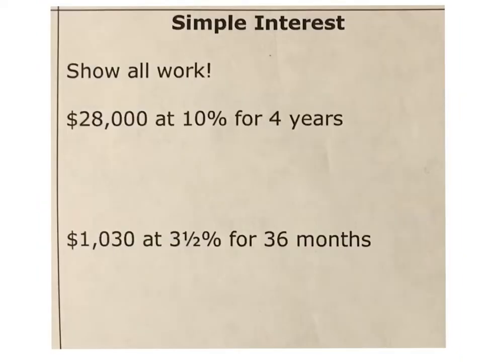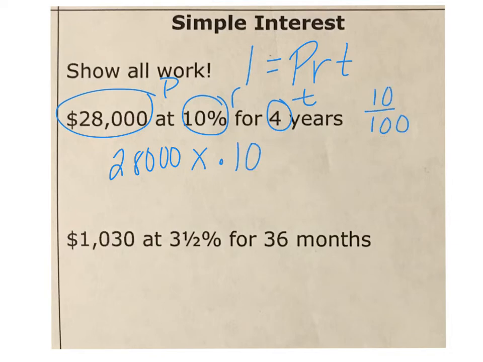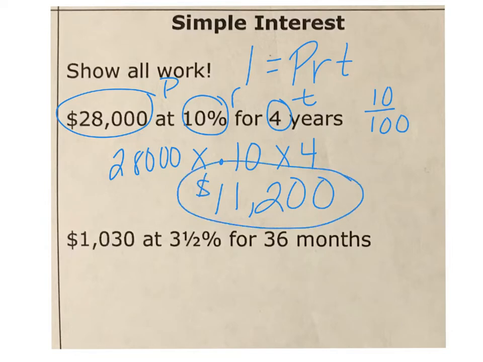Simple interest, this should be good and easy because we just worked on this. I equals PRT. Principal times rate times time. Make sure that you change your rate to a decimal. So it'd be 28,000 times 0.10, because first you have to take your 10 divided by 100, and then times 4, and that would give you $11,200. So that would be the simple interest for that.